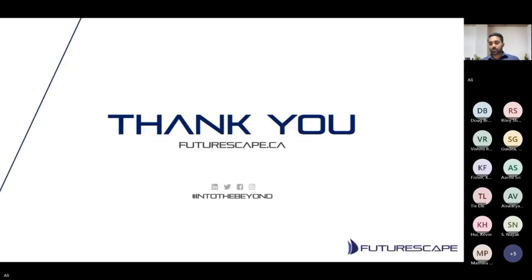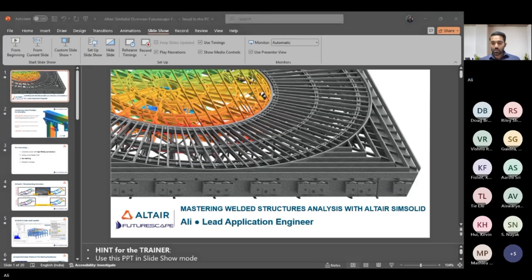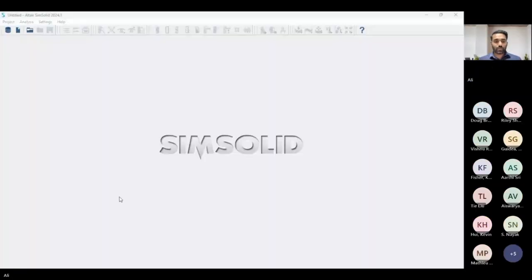All right. So moving on, we are good with the presentation. Now let's move ahead with the software demonstration. I'll quickly go ahead and share my screen again with the SimSolid window. Right. So this is the SimSolid interface. It's very classic in a sense. Basically, it does not have multiple ribbons. It's quite simple to use as well.